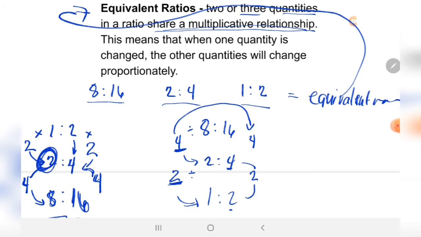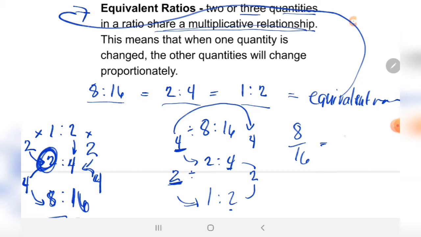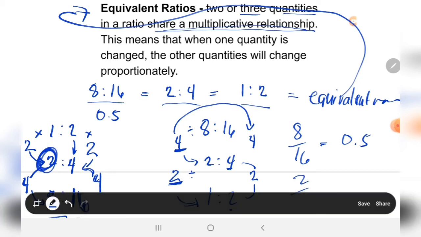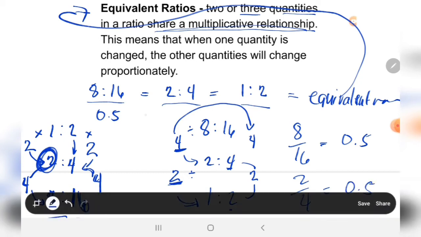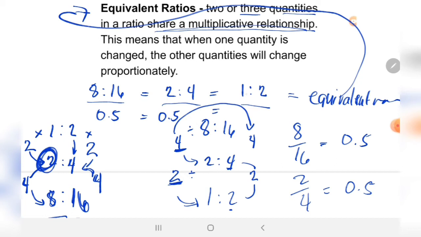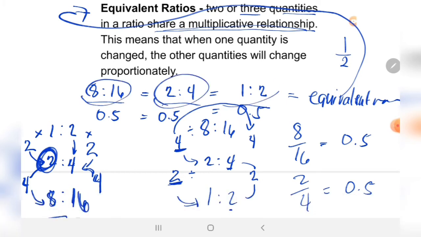So, see? 8 to 16, 2 to 4 is equivalent to 1 to 2. Or, we can say that 8 divided by 16, the answer is 0.5. 2 divided by 4, or 2 over 4, that is 0.5. So, 0.5 equals 0.5. And then, we know that 1 divided by 2 equals 0.5. And they are equal. That means that our 3 ratios are equivalent or equal.